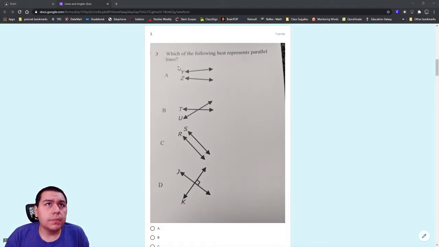Question 3. Which of the following best represents parallel lines? So we have answer choice A, answer choice B, answer choice C, or answer choice D. Just have to pick which one of them best represents parallel lines.